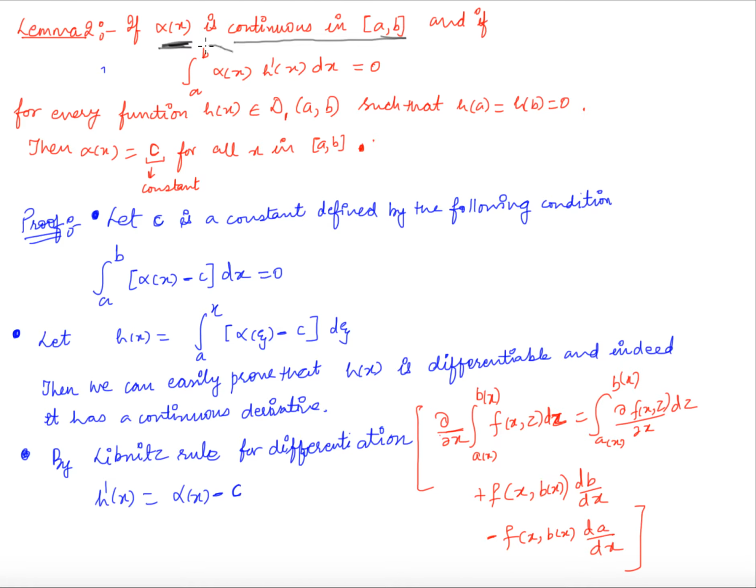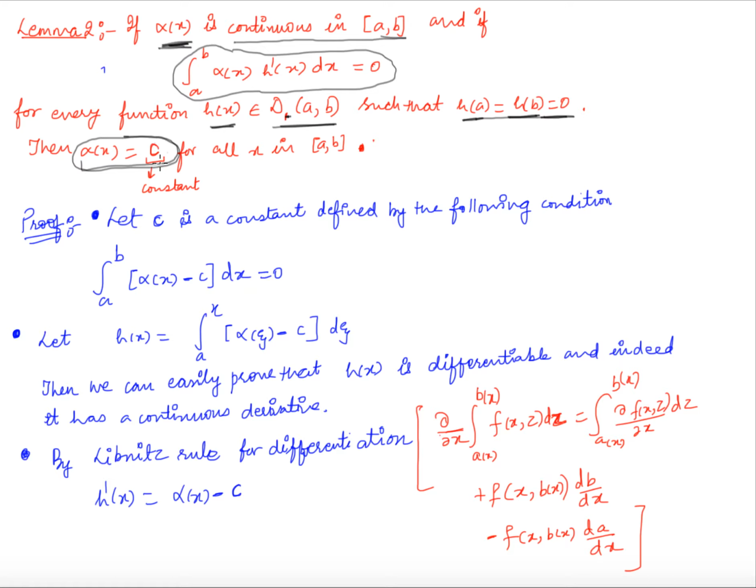This lemma is true for all hx which are in this space D1ab and which are such that h of a is equal to h of b is equal to 0. If this integral is equal to 0 for all hx in the space D1ab which satisfy these boundary conditions, then alpha x has to be a constant. So let us prove it.